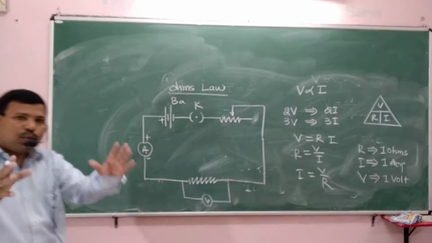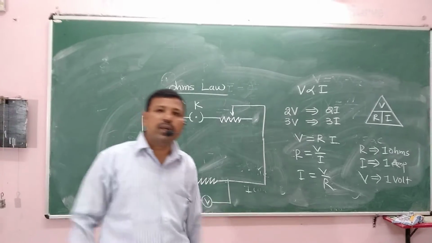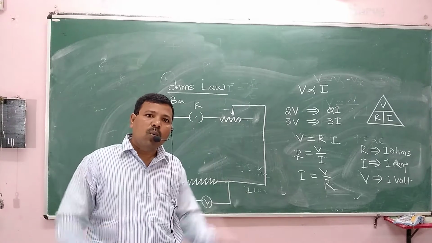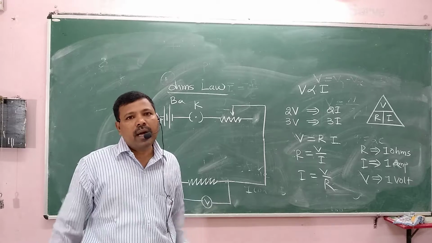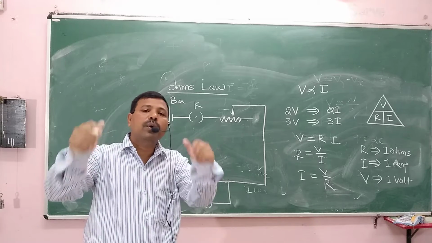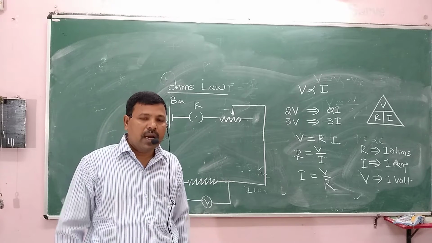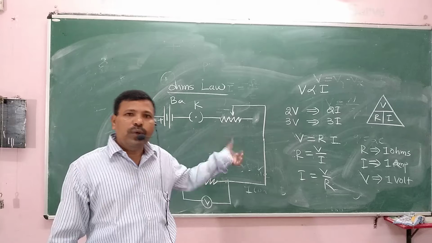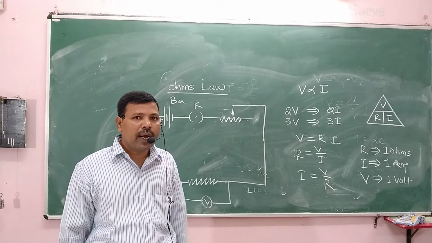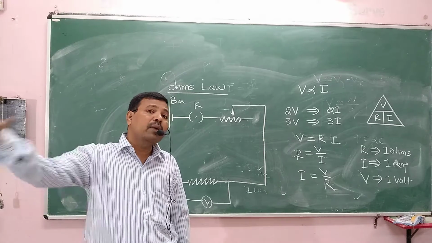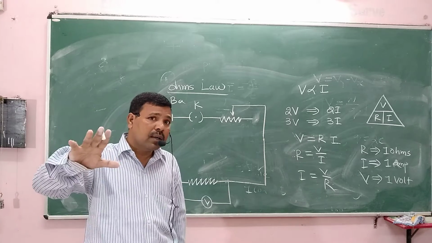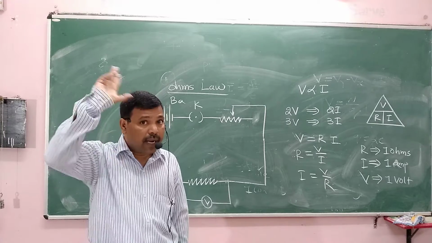Why? This Ohm's law is not a universal law. It's applicable only for conductors at low temperature. At high temperature, V is not directly proportional to I. If V doubles, I will not be doubled, even for conductors at high temperature.